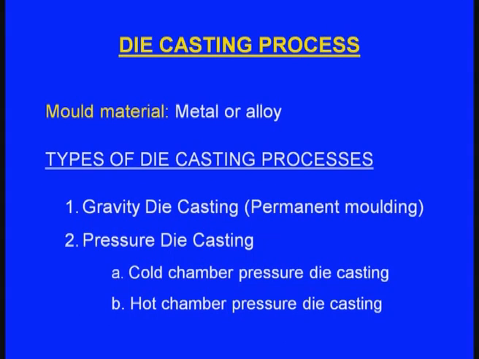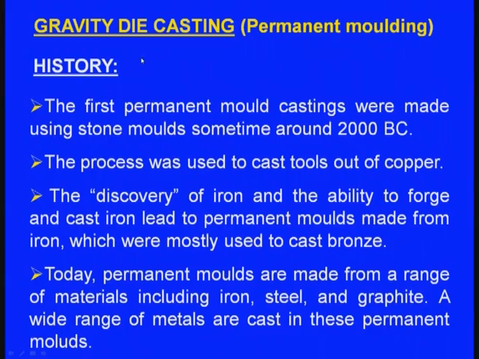First, we will see gravity die casting, also known as the permanent molding process. Now, what is the history of the permanent molding process? The first permanent mold castings were made using stone molds sometime around 2000 BC. This was in practice even during BC, but at that time metallic molds were not used. People used sand molds.